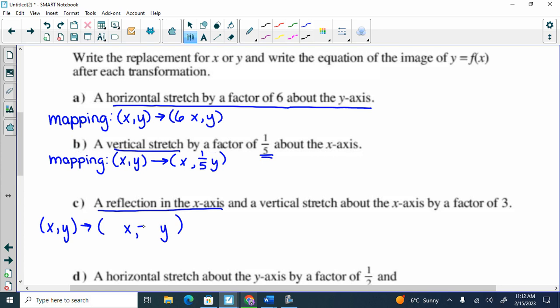If it was just a reflection in the x-axis, I'd be done. Weirdly looking, but done. Then here we have a vertical stretch. Which does that affect? Vertical stretch. Verticals are always y's. Vertical stretches, vertical translations. Vertical stretch about the x-axis by a factor of 3. What number do I put in with the y? 3. Verticals never switch.